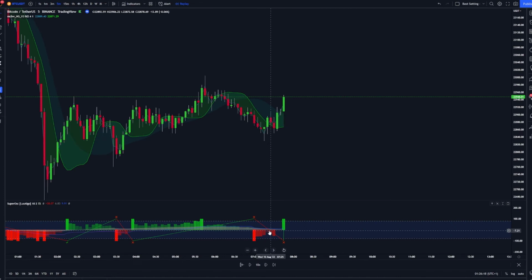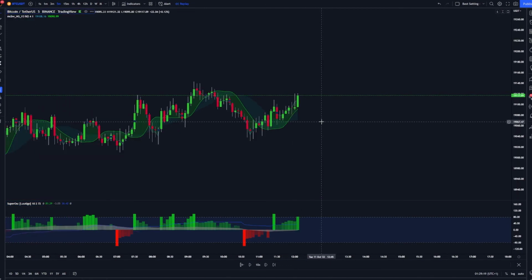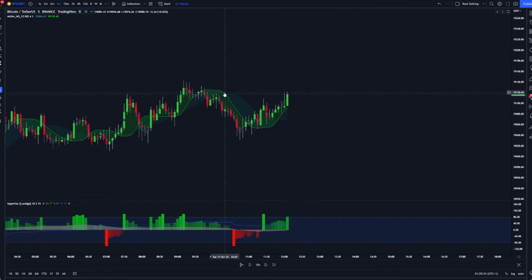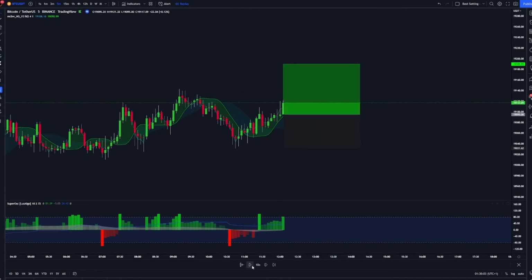Double click on the indicator, and on inputs, get rid of these two boxes right here. And that's literally it. Now the entry requirements for this strategy are very easy. The candle should be a green bullish candle. On the oscillator, the green line should be passing the blue line. And on the super trend, we should be seeing a green line just above the 80 line right here. Once all the criteria is met, make a long or short position based on that. And let's see what happens.